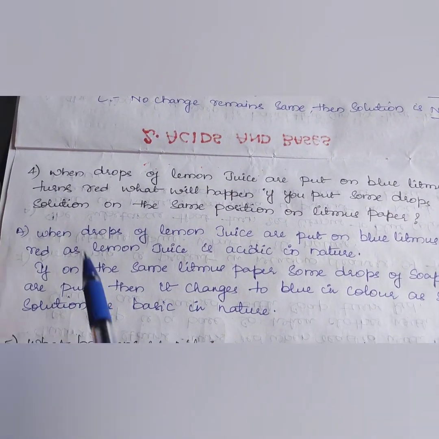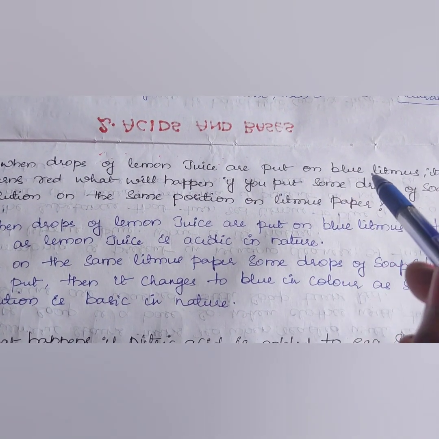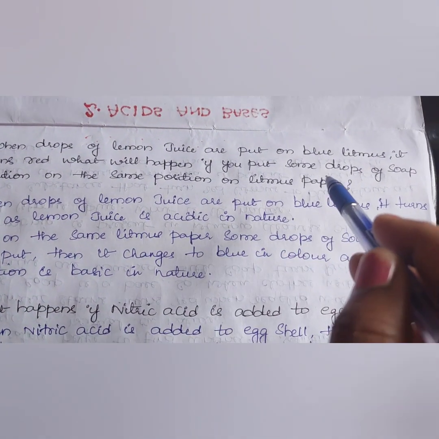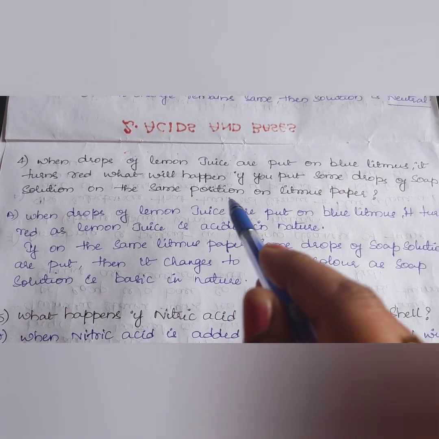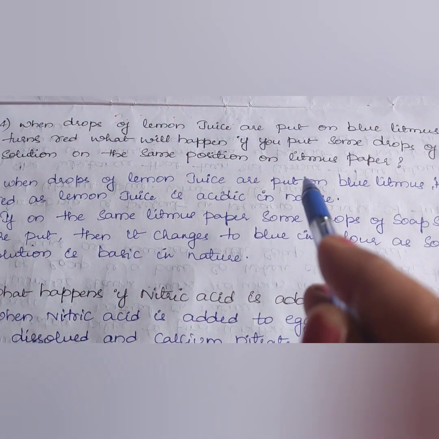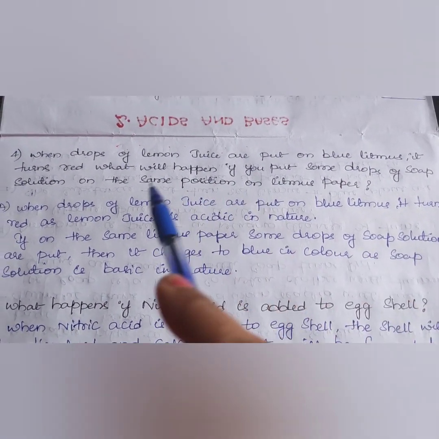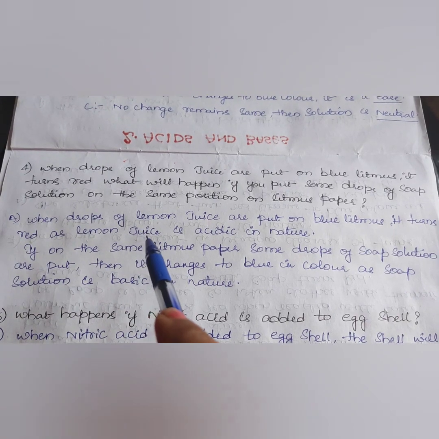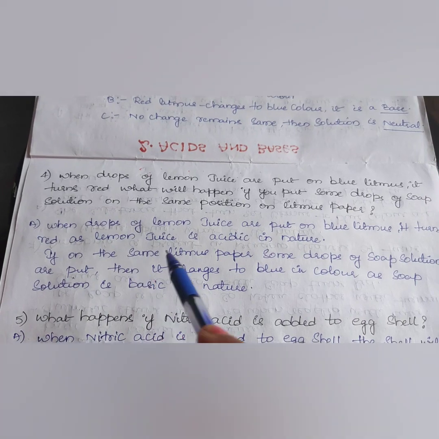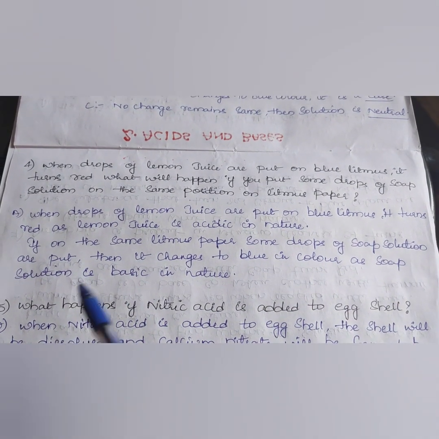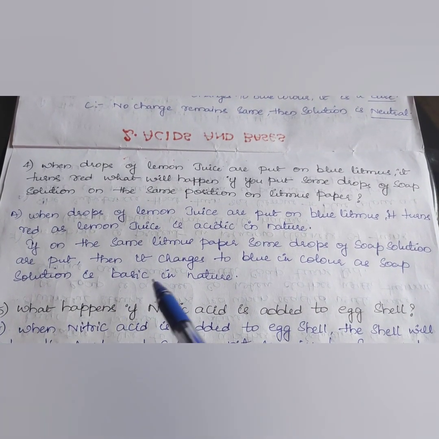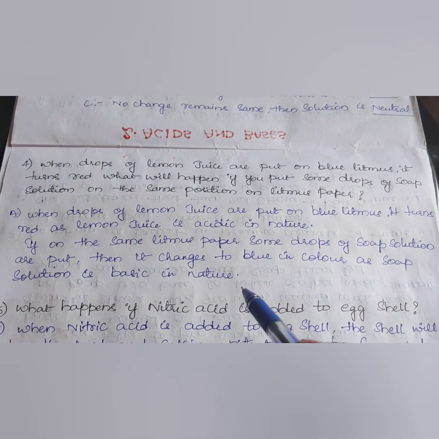Next question. When drops of lemon juice are put on blue litmus, it turns red. What will happen if you put some drops of soap solution on the same position on litmus paper? So when drops of lemon juice are put on blue litmus, it turns red, as lemon juice is acidic in nature. If on the same litmus paper some drops of soap solution are put, then it changes to blue in color, as soap solution is basic in nature.